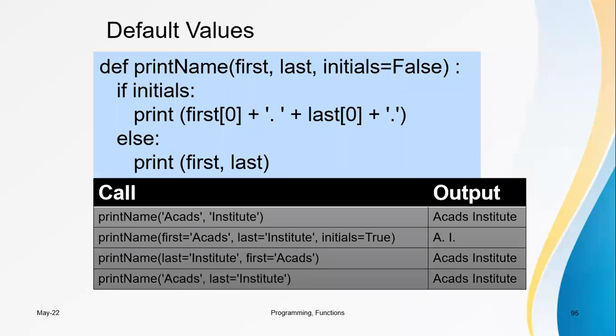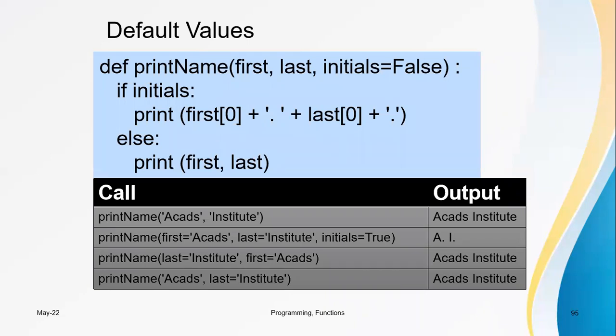Okay. I got last is equal to institute. Here what I am doing is ACADS, okay, last is equal to institute. Initial I have not declared. So the else case will come into action. First name is ACADS. Last name is given, and initial is by default. The answer is ACADS. This is how default values will come.